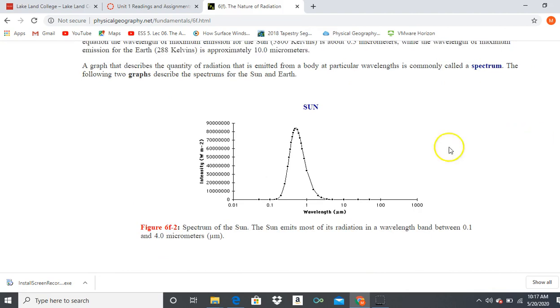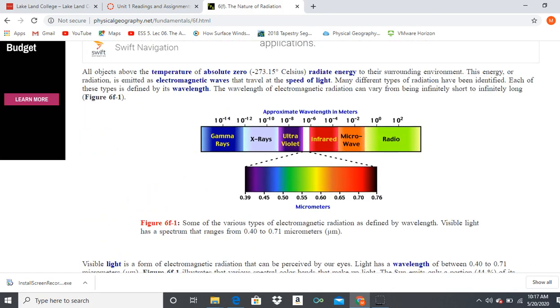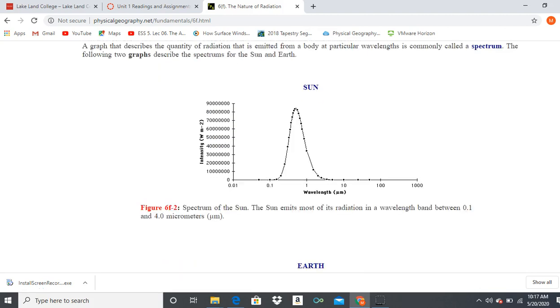When we look at the sun's emission, we can see that the sun is primarily emitting radiation at a wavelength of about 0.7 micrometer. And if you come back to the chart, 0.7 micrometer puts you right in here in the visible light spectrum. So this tells us that the sun's primary emission is actually visible light. This is why when we look at the sun, we almost get blinded, because the sun is primarily emitting light.